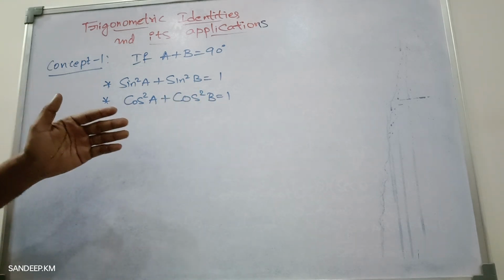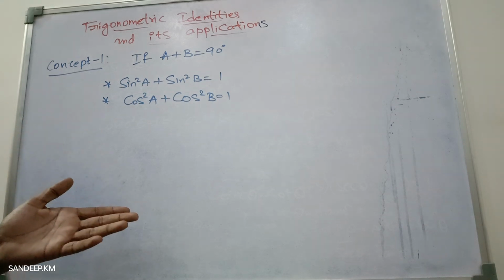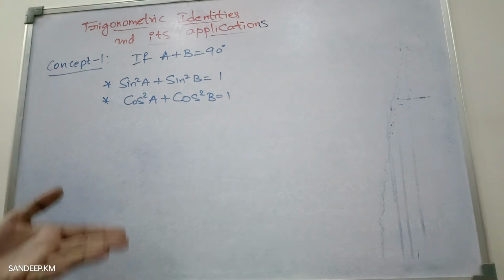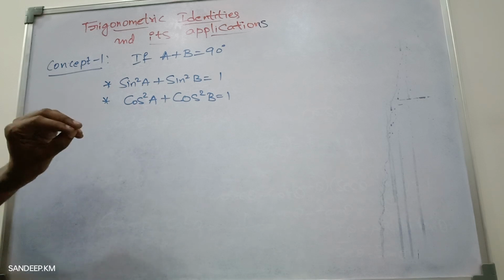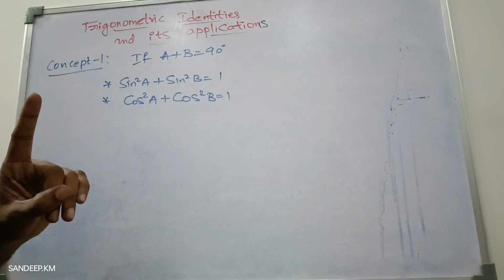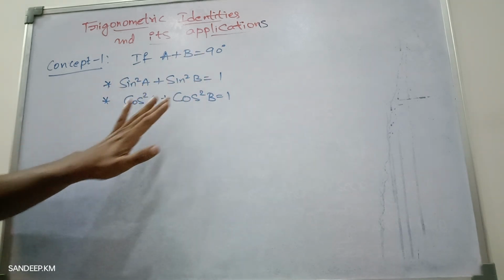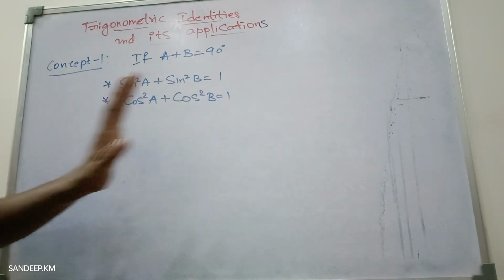In tomorrow's video or the next videos, we will be discussing the problems. We will be using the concepts to solve the problems. There we will see many problems where this particular concept is used. So remember this. If a plus b is 90 degrees, then sin square a plus sin square b is equal to 1, and cos square a plus cos square b is equal to 1.